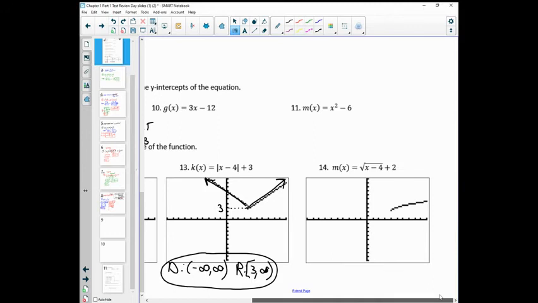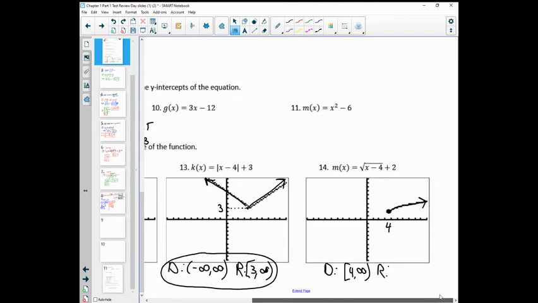All right, next one's 14, the square root of x minus 4 plus 2. The domain, we're going to look from left to right. This graph has a leftmost point at 4, and I'm going to use a bracket because it's included. It's a part of the function at 4, and it goes off to the right forever, which means it goes to positive infinity because it's going to the right, which are positive x values.